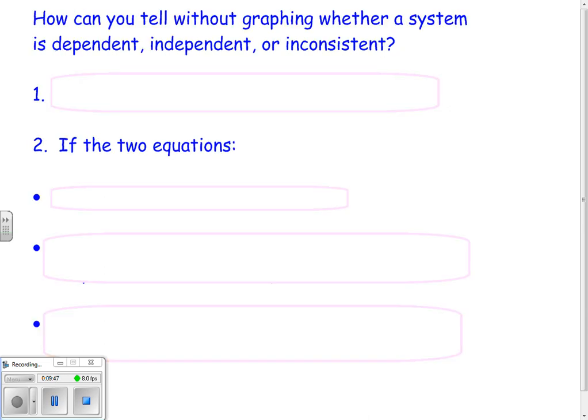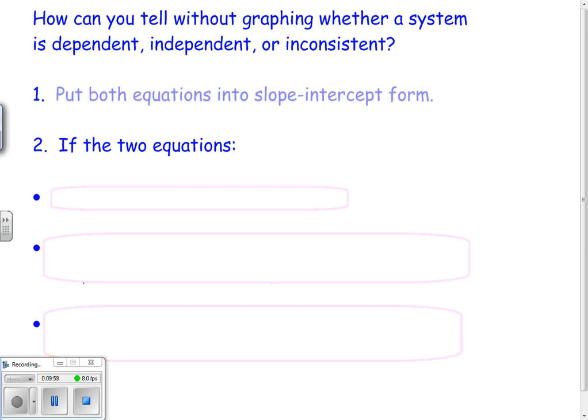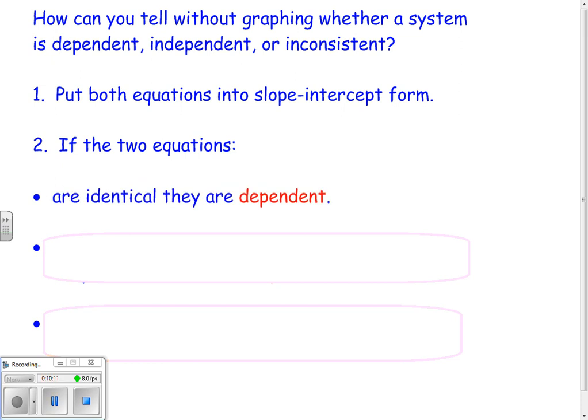So we need to talk about whether you can tell what kind of system you're looking at based on the equation. So without graphing, determine whether it's dependent, independent, or inconsistent. The first thing you definitely need to do is to put both equations into slope-intercept form, y equals mx plus b. Because if they're both in y equals mx plus b, you can look at them and determine what's going on. If they're identical, so y equals mx plus b for both equations are completely the same, they're dependent. And the reason is because they're essentially the same line.